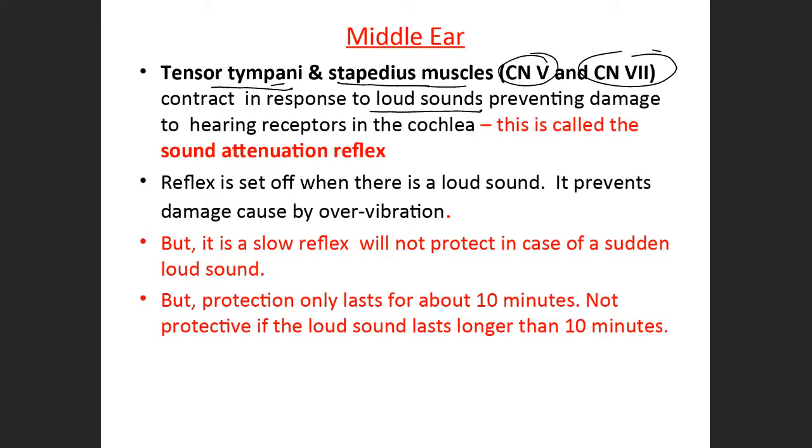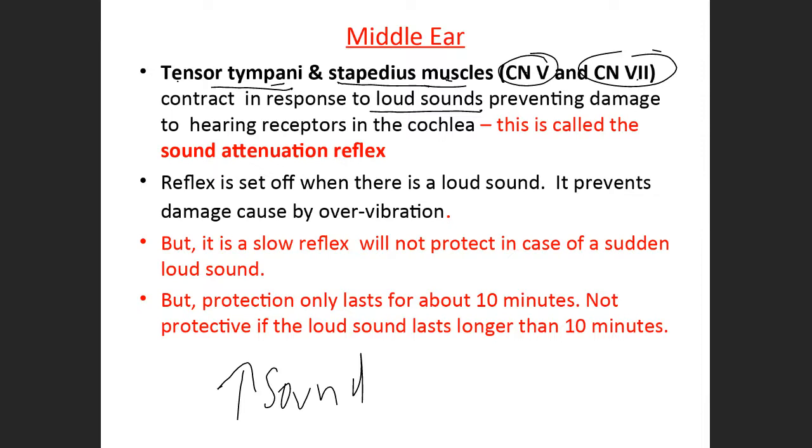This is how this reflex functions. When there is a loud sound, these nerves are going to immediately take the information and be activated. Sorry, the loud sound information comes from the vestibulocochlear nerve. The integration center immediately sends the message through 5 and 7 to tighten these muscles to prevent over vibration and possible damage to the inner ear. Immediately, the tympanic membrane and the stapes are tightened.